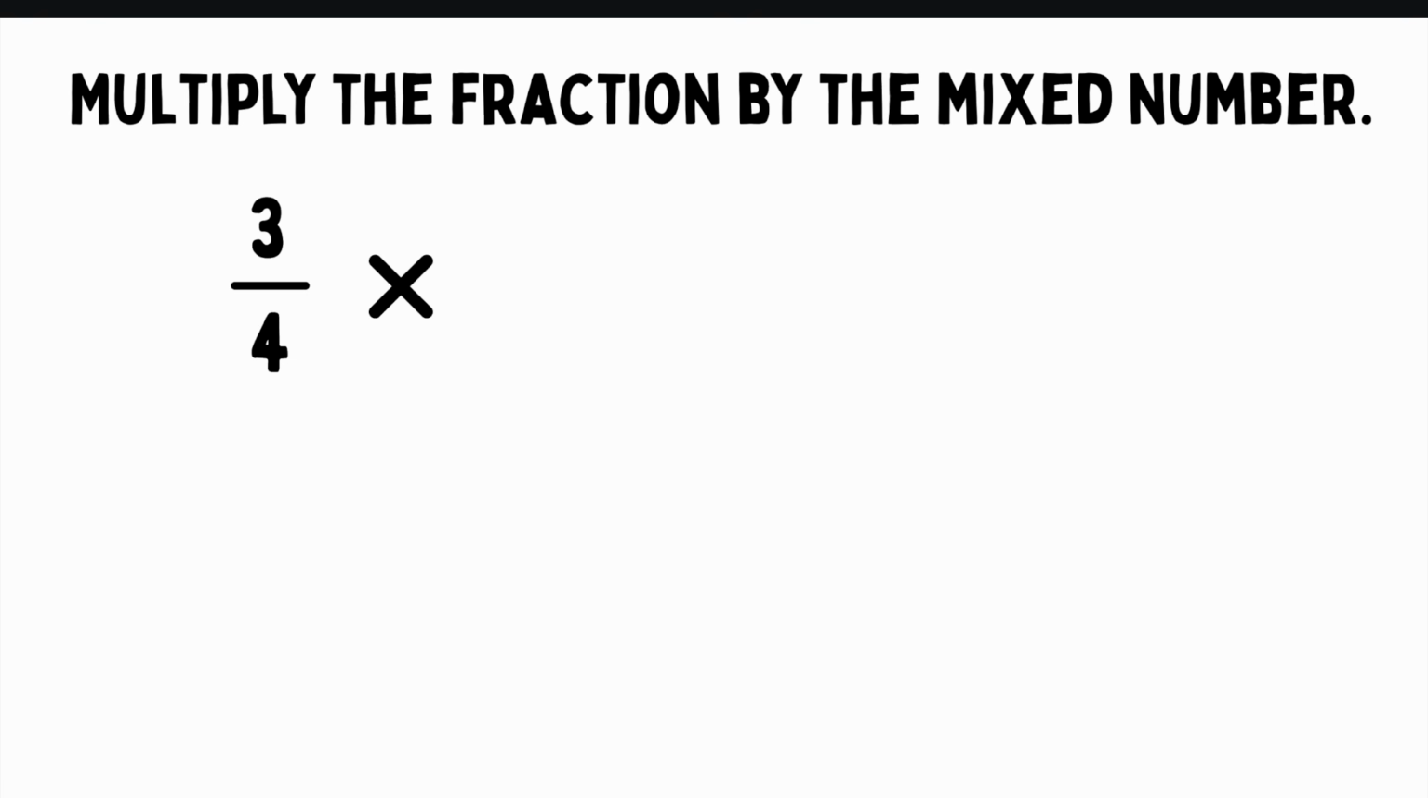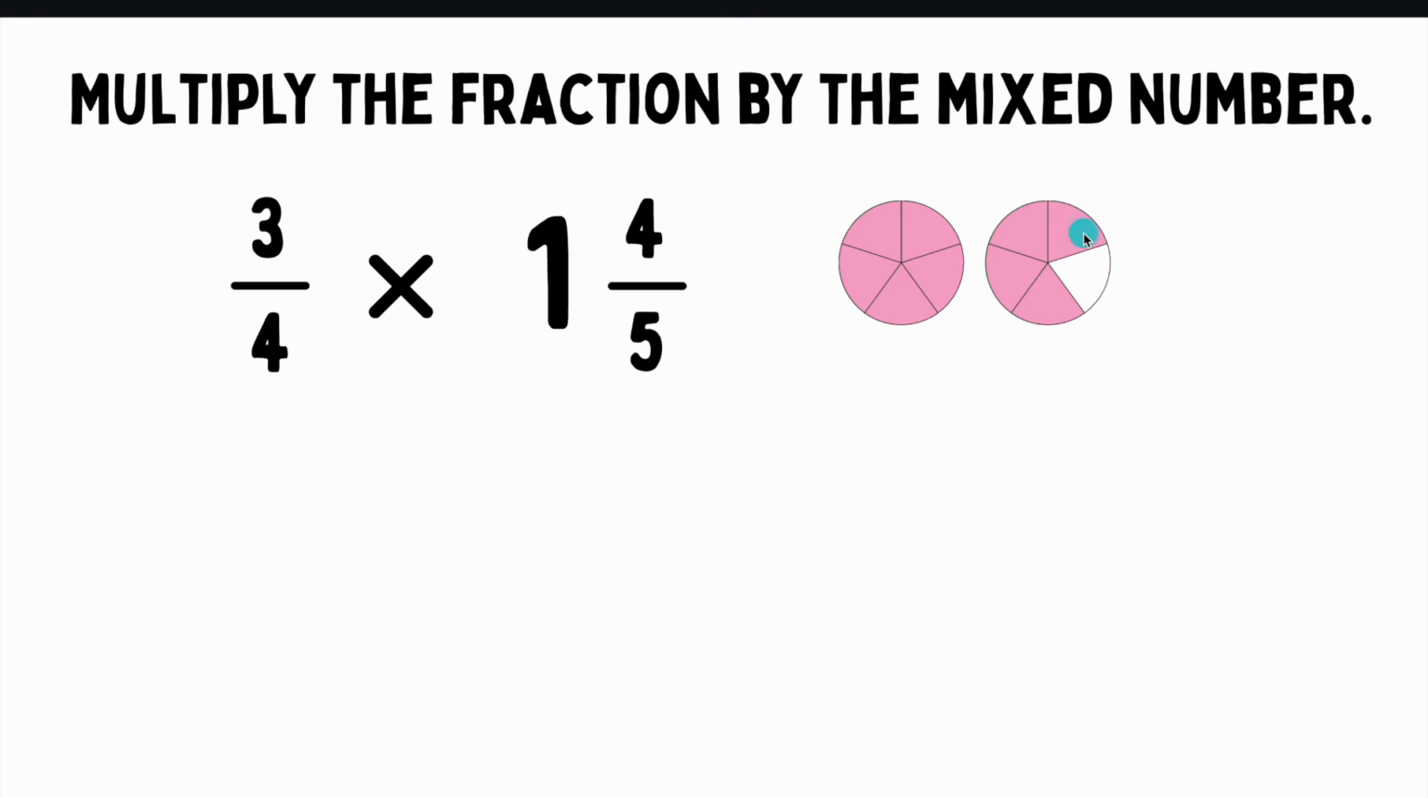Let's multiply 3/4 times 1 and 4/5. Here we have a fraction multiplied by a mixed number. Let's start by turning the mixed number into a fraction greater than 1, or an improper fraction. Let's show 1 whole made out of fifths, and then 4/5 of another whole. 1/5, 2/5, 3/5, 4/5. Let's count how many fifths we have. We have 5/5, 6/5, 7/5, 8/5, 9/5.